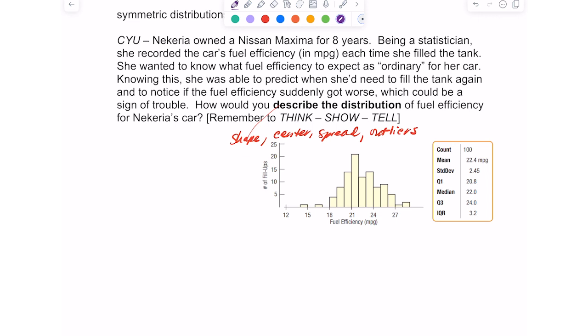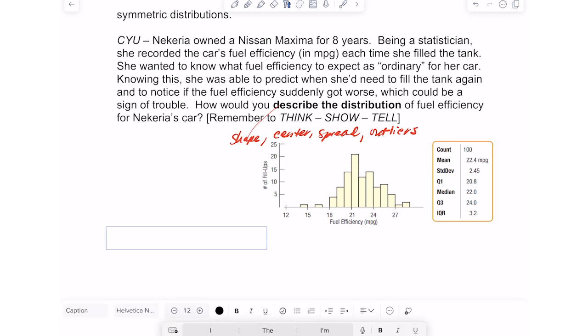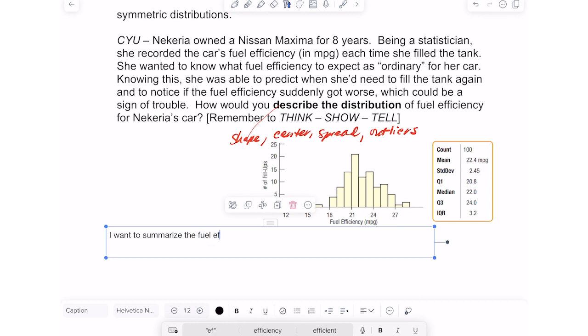Okay, so when I'm thinking, it's basically like, okay, what is this problem asking me for? What do I gotta look for here? Okay, so what do I wanna do? Well, I wanna summarize the distribution of Nissan Maxima fuel efficiency. The data is given in miles per gallon, right? As I can see in the summary statistics and also in the problem.